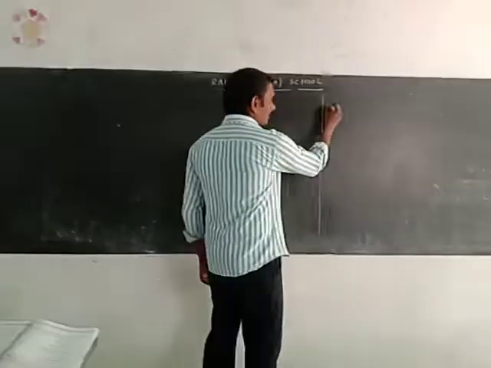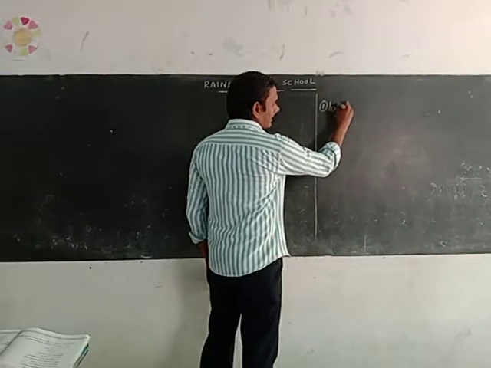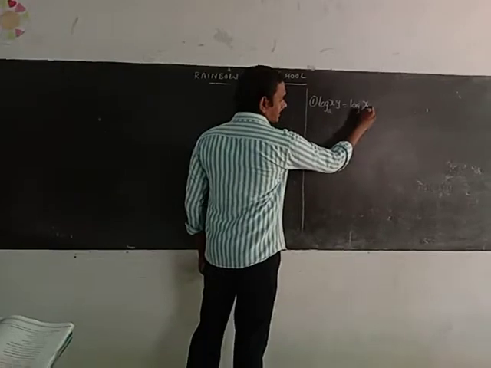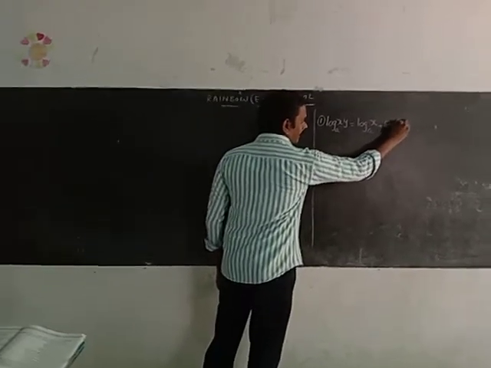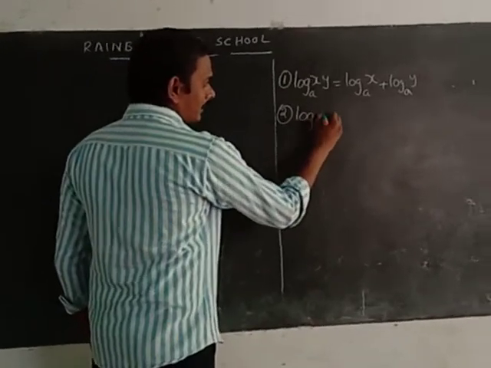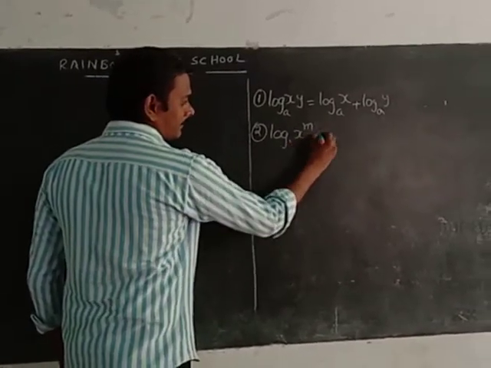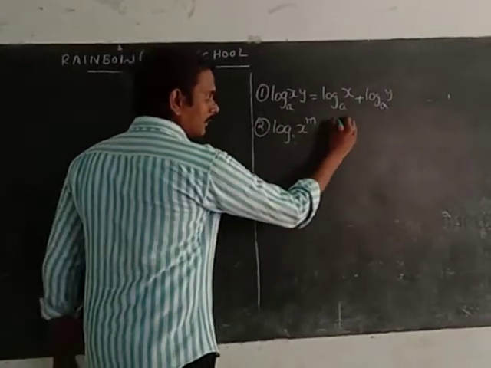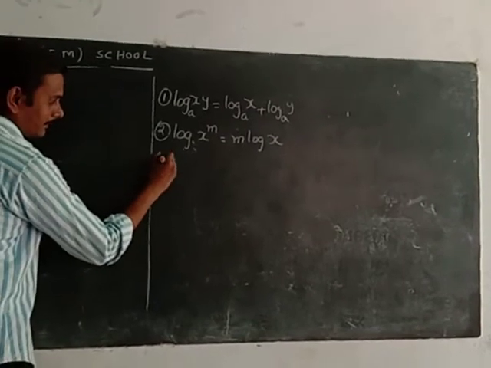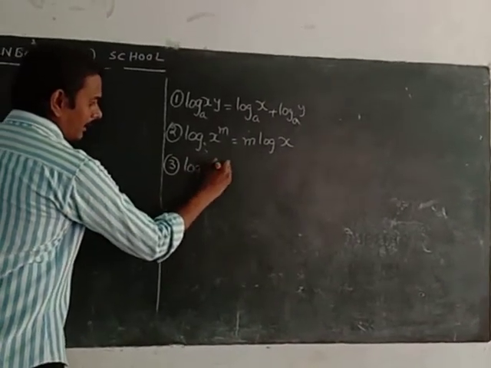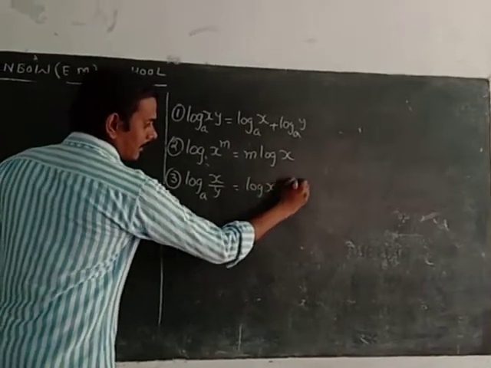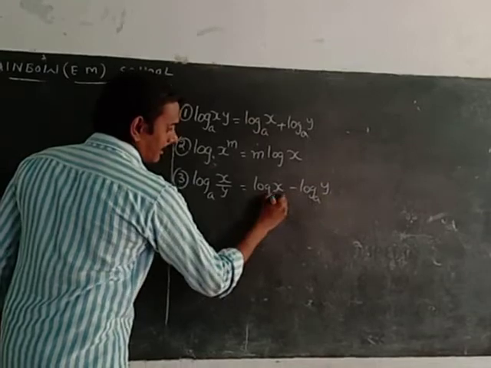What are the laws? First one, log xy base a equals log x base a plus log y base a. Second one, log x power m equals m log x. Next, third one, log x by y base a equals log x minus log y. Here base a, here base a.